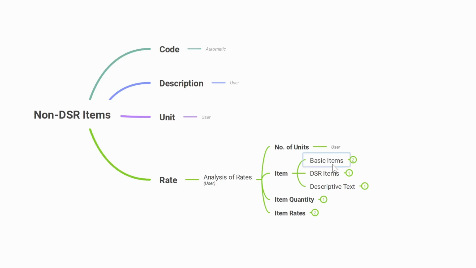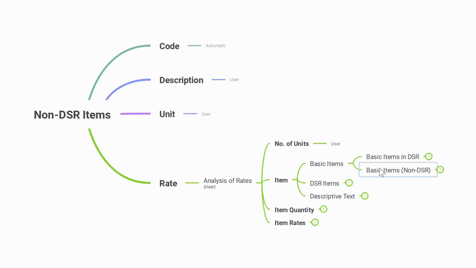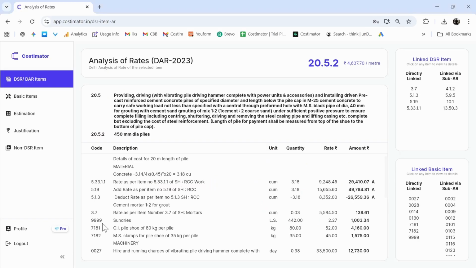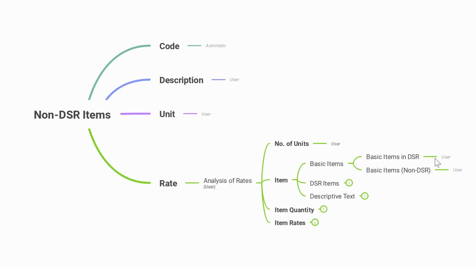Now, when it comes to basic items, inside Costimator, you have the ability of not only providing basic items which are already existing inside the DSR, but you can also create non-DSR basic items and then you can link them to your non-DSR item. So for example, right here, you can see we have only 99997181. This is a list which is coming from DSR. If you wanted to add a basic item which is not a part of DSR item, you can do so by creating that non-DSR basic item and then link it to the non-DSR item, which we'll of course have a look at. Now these have to be selected by the user.